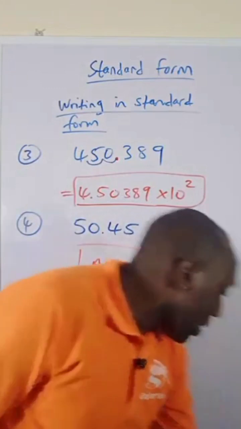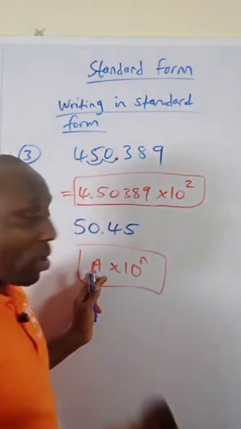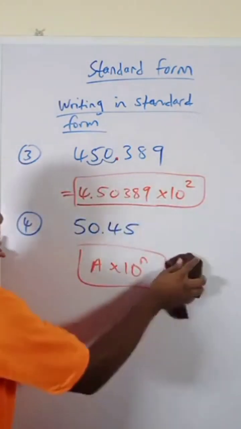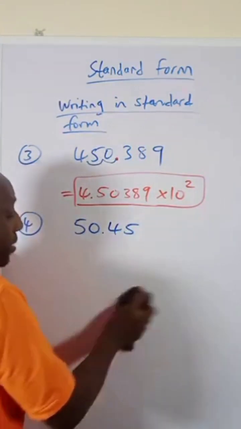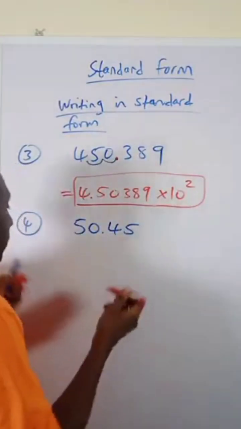Okay, so let me write it in standard form. Like I told you, it has to be of this form: A, where A is between 1 and 10, times 10 raised to the power n. N has to be an integer. Okay, n has to be an integer. So let's go, guys.